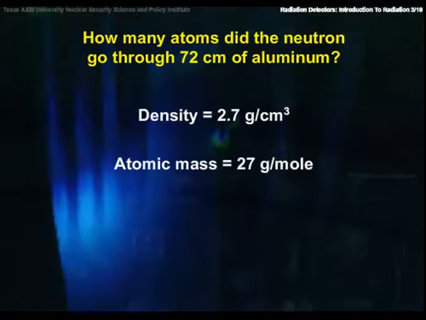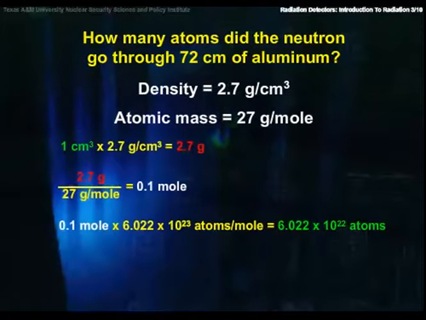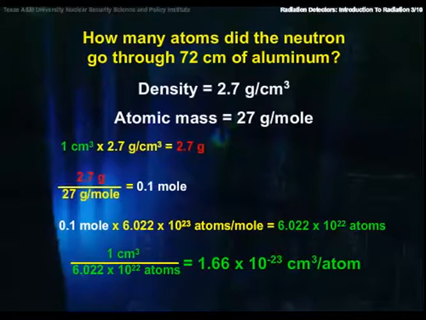Let's use aluminum because its atomic mass is 27 and its density is 2.7 grams per cubic centimeter, and that makes the math easy. How many atoms are there in a line along 72 centimeters? Well, let's see. 1 cubic centimeter weighs 2.7 grams, therefore it contains 1/10 of a mole. This 1 cubic centimeter then contains 6.022 times 10 to the 22nd aluminum atoms. This means each aluminum atom occupies 1.66 times 10 to the minus 23rd cubic centimeters.